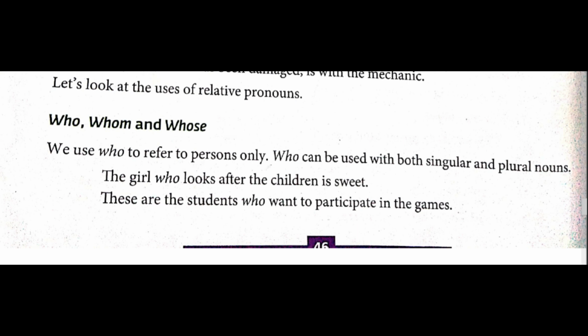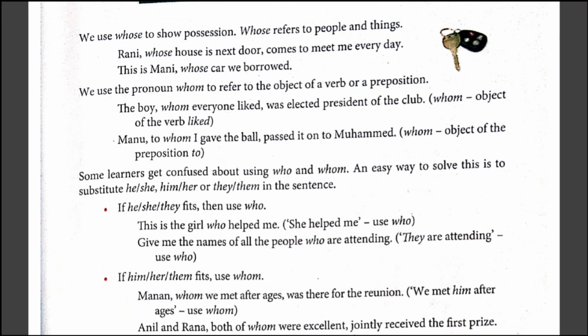Second one, these are the students who want to participate in the games. Who wanted to participate in the games? The students. So a dash will come for who. How will it come? The girl, dash, looks after the children is sweet. So here you will add who. Second one, these are the students, dash, want to participate in the games. So here you will add who. These are the students who want to participate in the games.